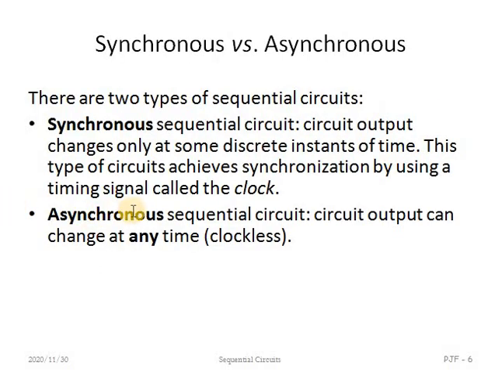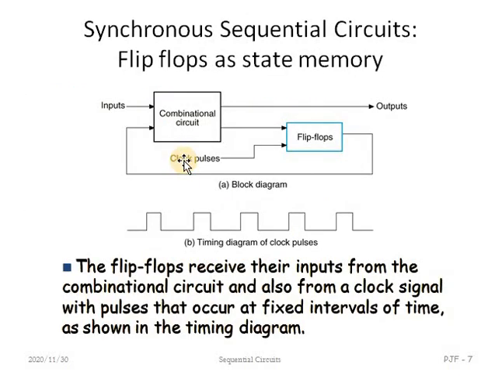An asynchronous sequential circuit output can change at any time, clockless. So the synchronous one is based on the clock pulse, and the asynchronous one is without the clock pulse. So that is the difference between the synchronous and the asynchronous sequential circuit. Now we will see what a synchronous sequential circuit is.